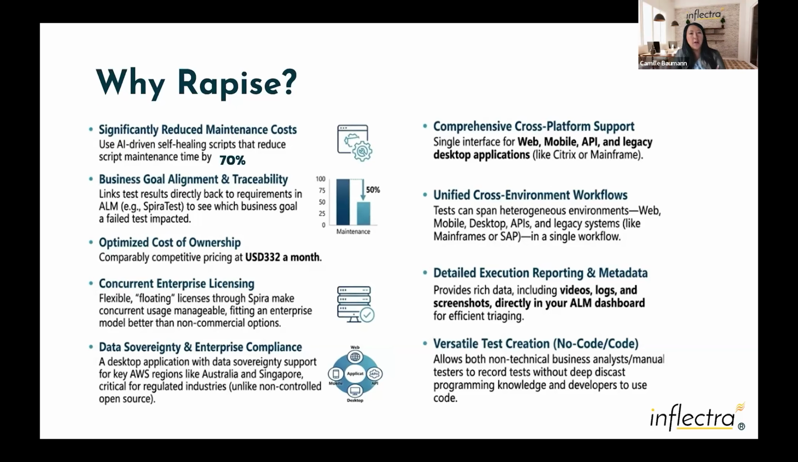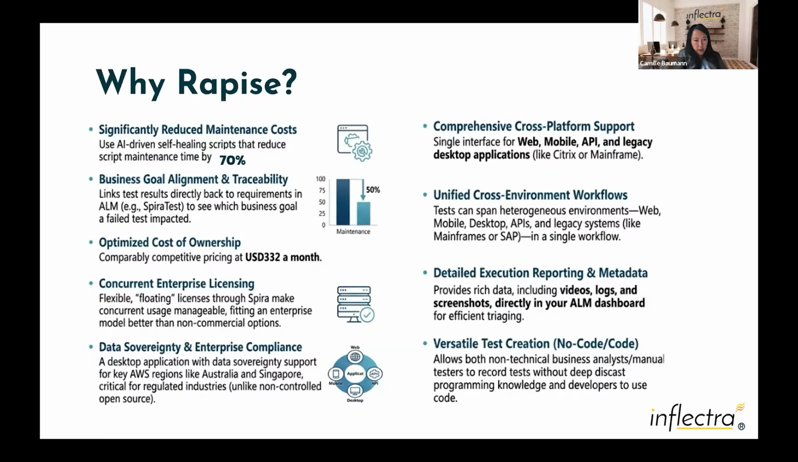Optimized cost of ownership. If you compare costs, Rapise is $332 a month per user, and it can float on Spira and be activated as if it was concurrent licensing, with unlimited named users up to the threshold of licensing you've purchased.